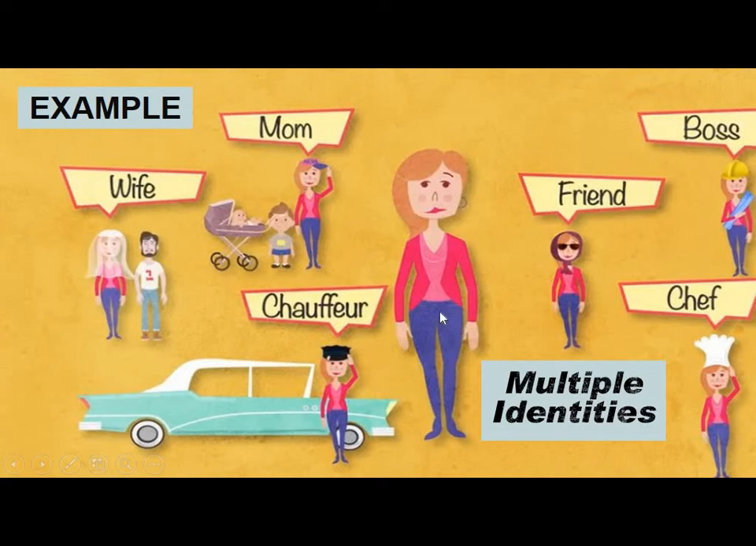I know my mother was fantastic when I was younger and did all these. She was a chauffeur when I was going to rugby. She was mum looking after me. She was a friend to her work friends. She was a hard worker in her office. She was a chef when she was cooking us food, and a wife to my father. So multiple identities are about how you are seen by other people and what your relationships are, really.